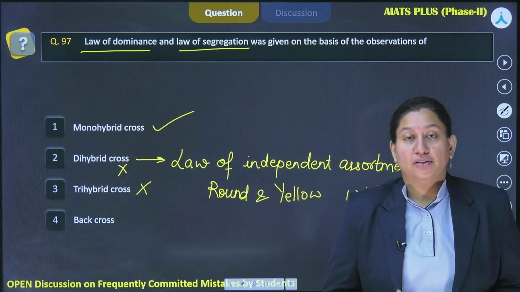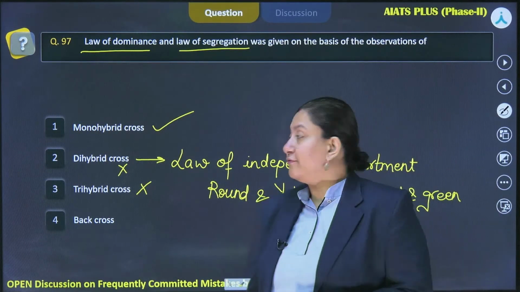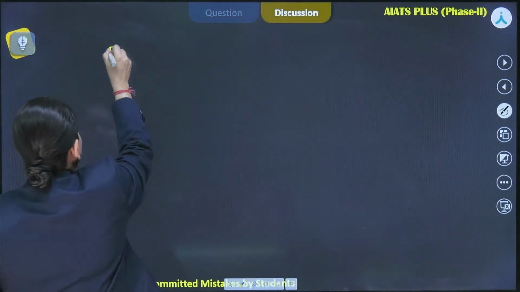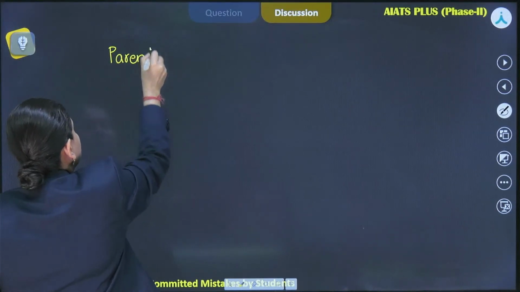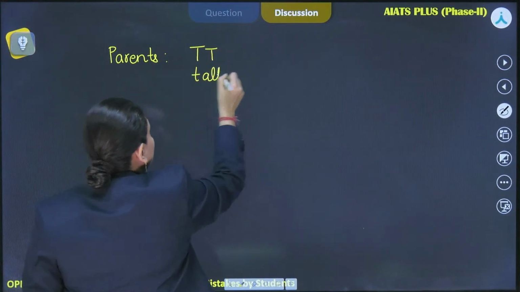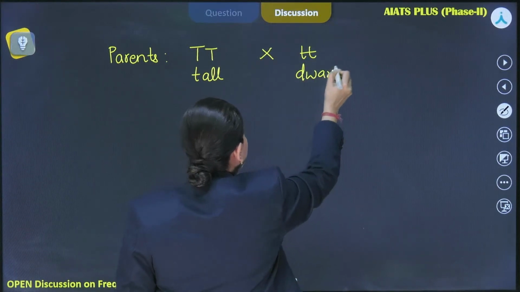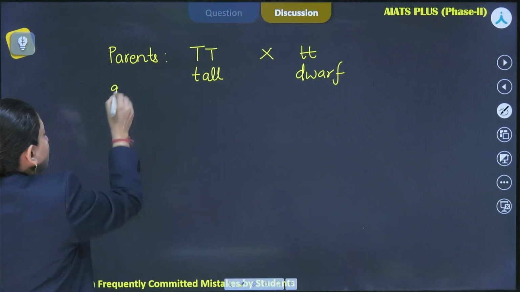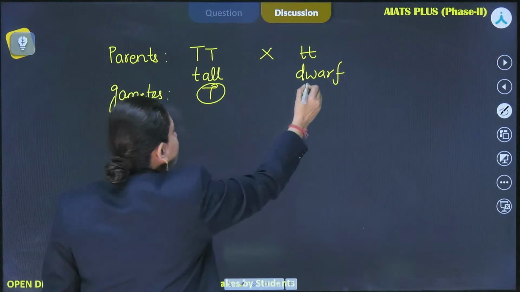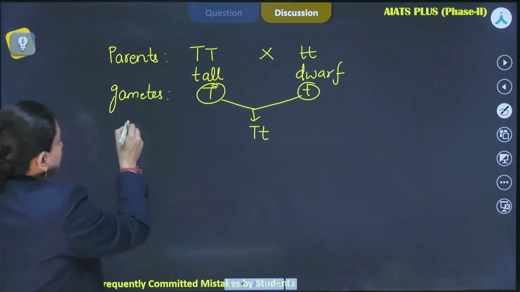So what is a back cross? Back cross means when a progeny is being crossed back with the parents. For example, let's suppose we have the classical cross with the plant height, where a capital T tall plant is being crossed with the dwarf one having small t genotype. Then of course they'll make gametes. This will be capital T, this will be small t. After the fusion, they are going to produce this particular progeny.